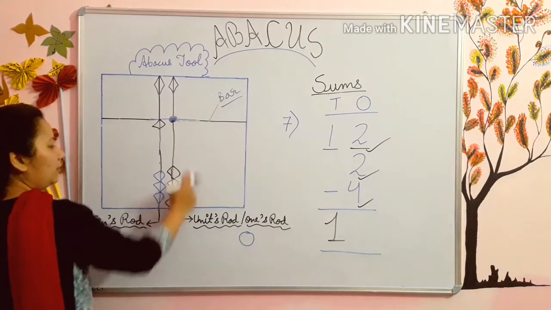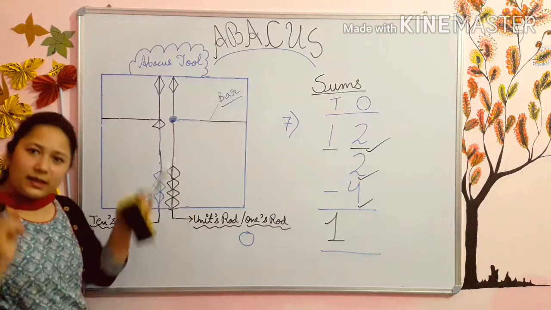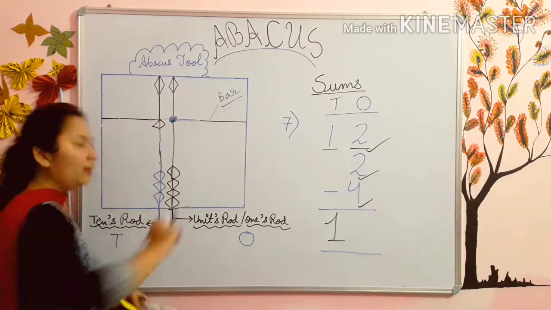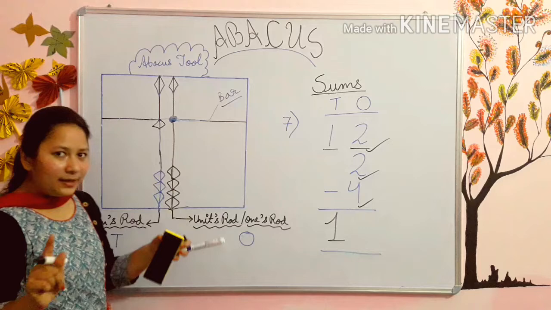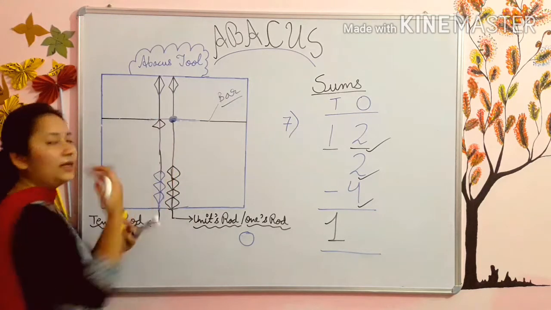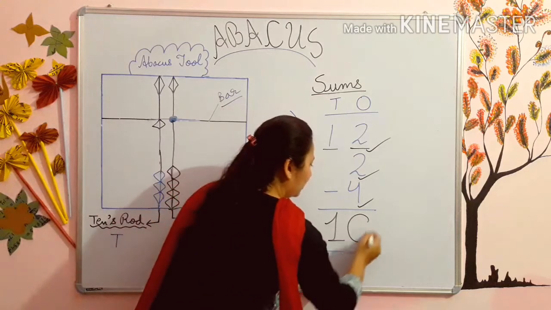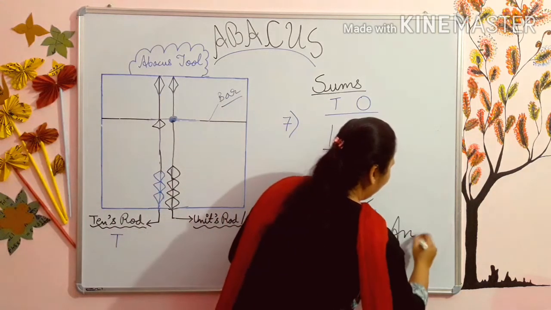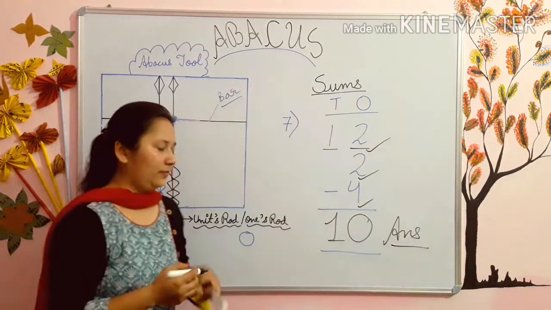And see, these all 4 beads are down. ये सारी की सारी 4 beads नीचे हैं. कोई bead बार को टच नहीं कर रही है. No bead is touching the bar. So this means nothing means 0. And this is your answer.